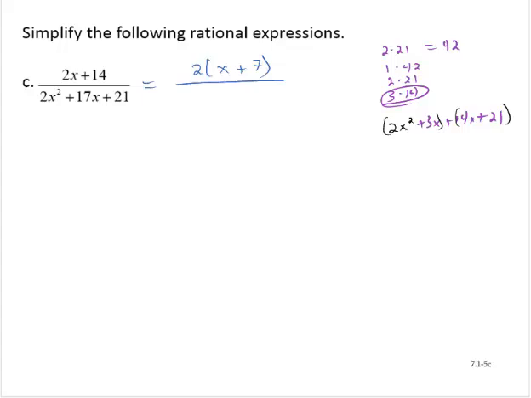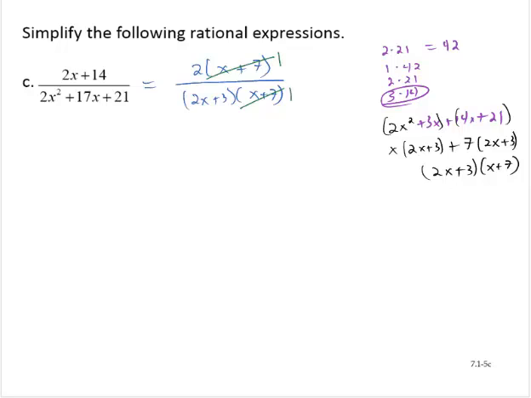So let's see, that is x by 2x plus 3 plus 7 by 2x plus 3, or 2x plus 3 by x plus 7. So the denominator factors as 2x plus 3 by x plus 7. And now I can clearly see that I'm allowed to remove the factor of x plus 7 from both the numerator and denominator, leaving 2 over 2x plus 3.